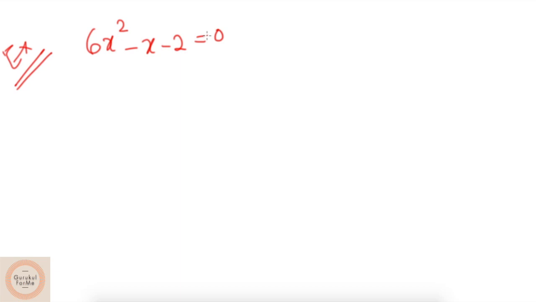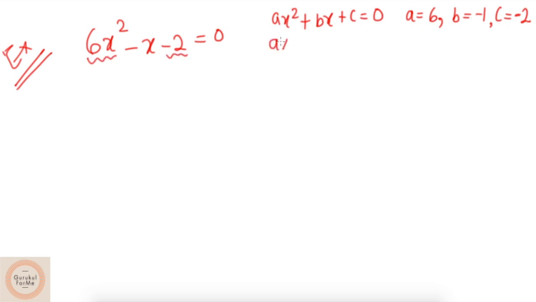Okay, somebody is asking, what is my standard form of a quadratic equation? ax square plus bx plus c is equal to 0. Right? So what is a here? a is equal to 6, b is equal to minus 1, and what is c? Minus 2. Great. We very clearly saw that the product of the first and the last term, a into c, is what? Minus 12. Great, we got it.